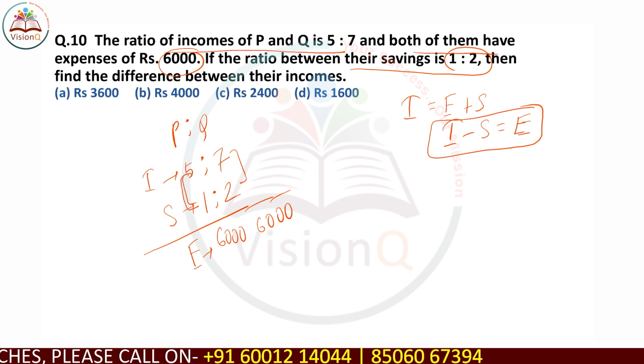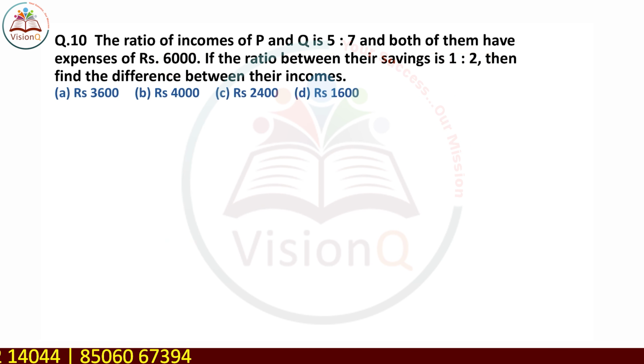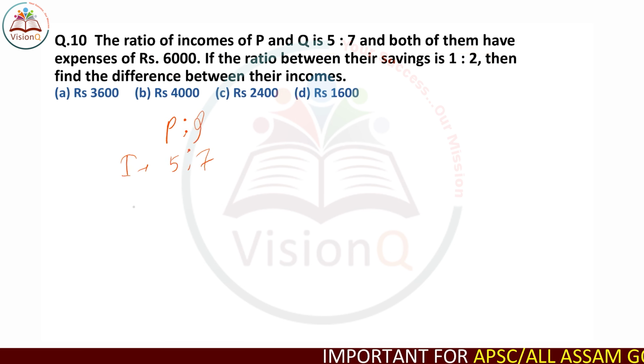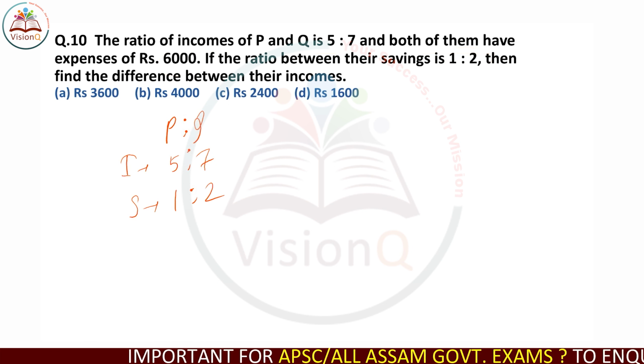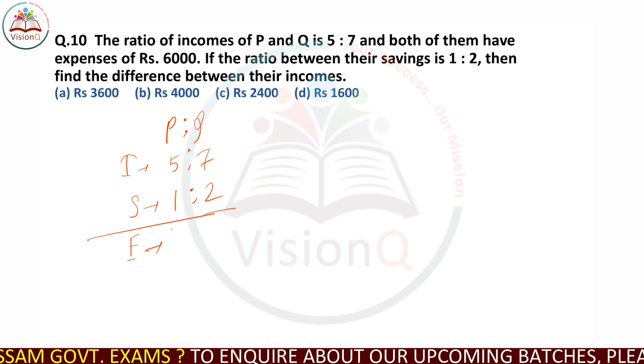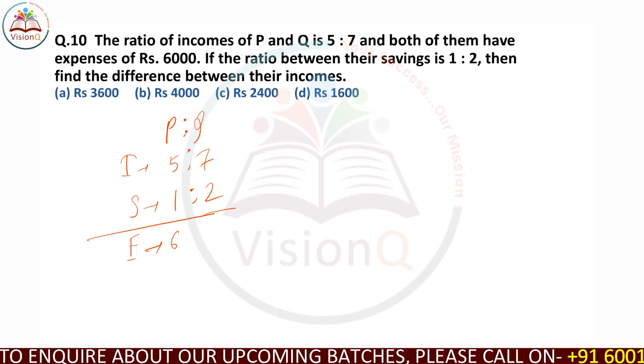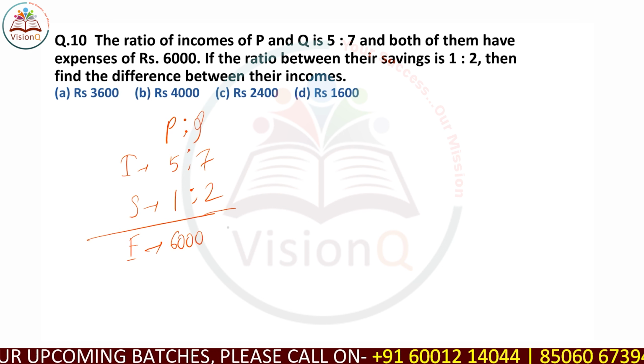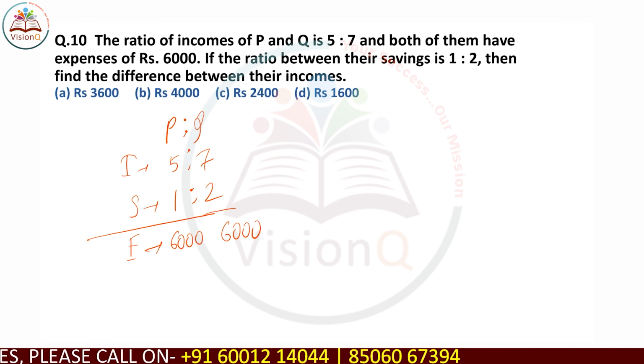So again you can apply what method? Cross product method. Okay, let me apply cross product method here. P is to Q. Okay, income ratio was 5:7. And the savings ratio is what? 1:2. And the expense, or the gap, should be written here. Okay, write the gap here. Expense of P is 6,000. Expense of Q also 6,000.